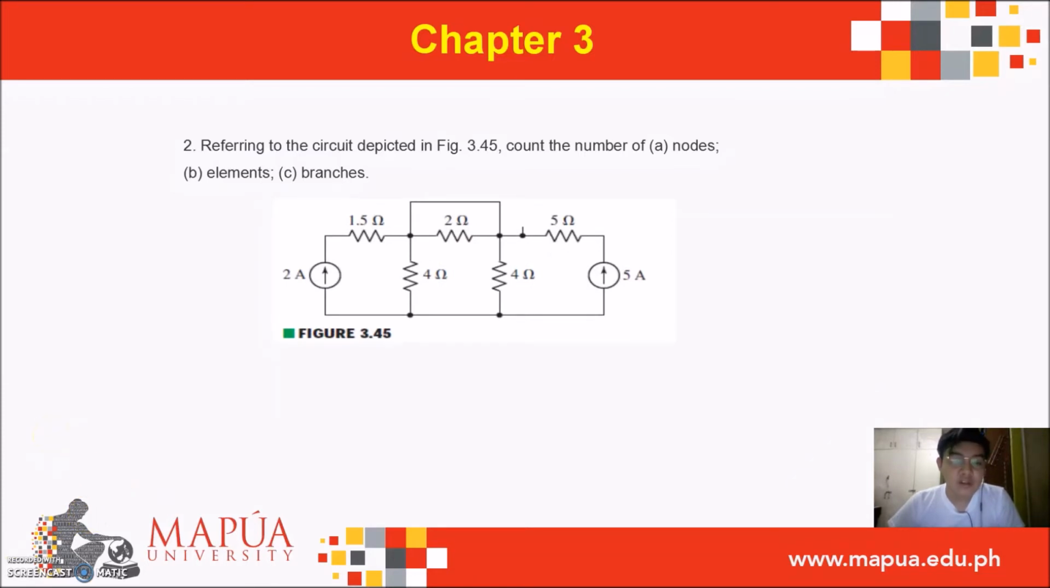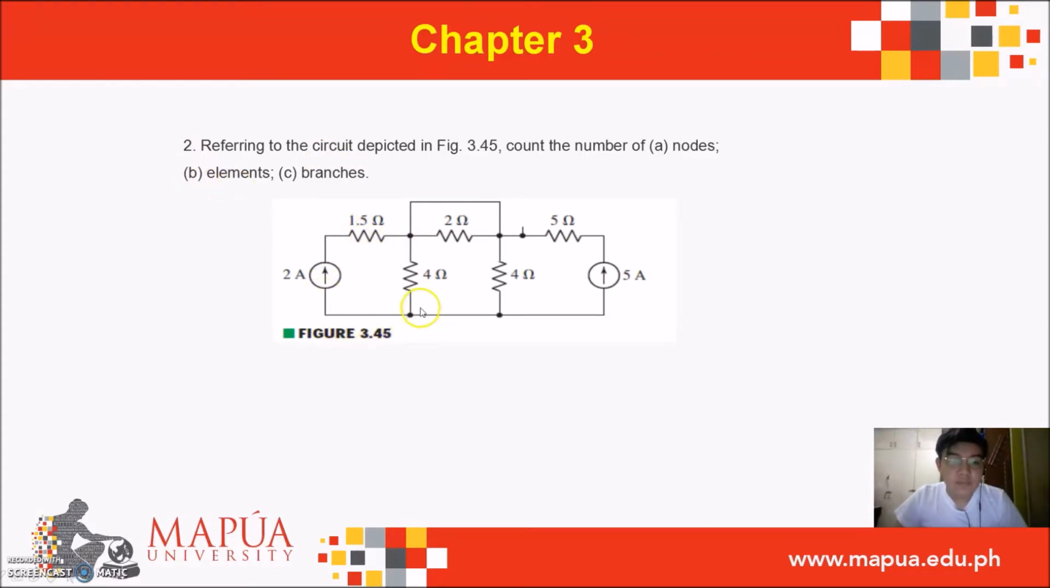There are 4 nodes exactly, which are 1, 2, 3, and 4. There are 7 elements in this figure, which is 1, 2, 3, 4, 5, 6, and 7. Lastly, there are 6 branches.